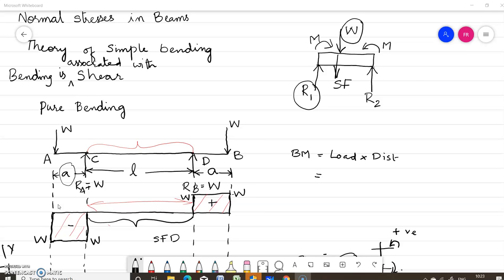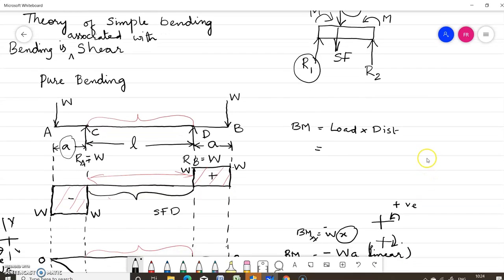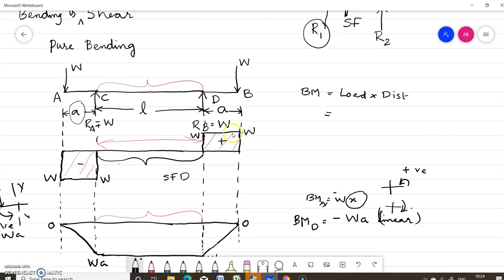Now we'll see what the assumptions in the theory of simple bending are. It is also known as pure bending theory. What is the meaning of pure bending? Pure bending means, consider this double overhanging beam. Whenever you draw the bending moment diagram and shear force diagram for this beam, you can see that the portion DB is subjected to shear, which is equal to W, and this portion AC is also subjected to a shear, which is equal to W.